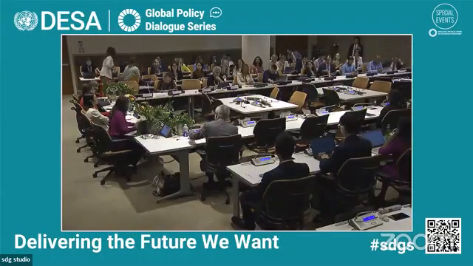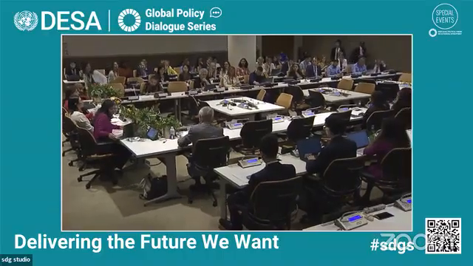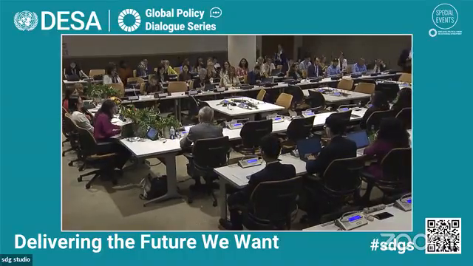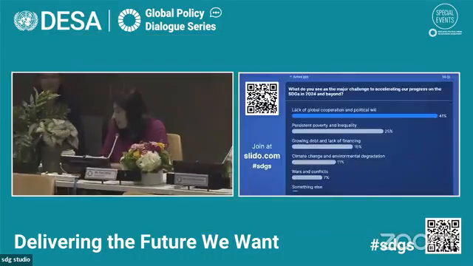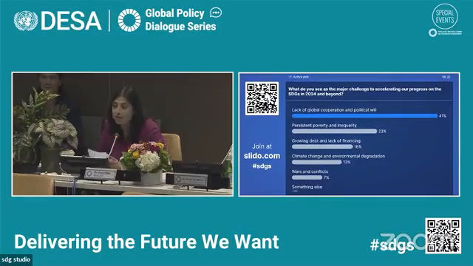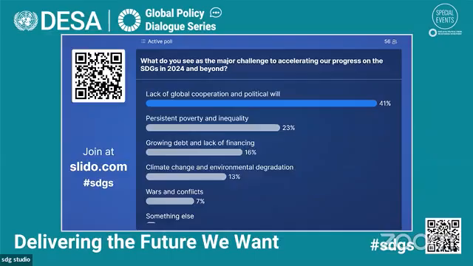Thank you, Lee. Our polls are now closed. We have a winner here, actually. About 41% of you have voted for lack of global cooperation and political will as the biggest challenge to accelerate our progress on the SDGs. Second, we have persistent poverty and inequality. So we do have our work cut out for us over here at the UN.